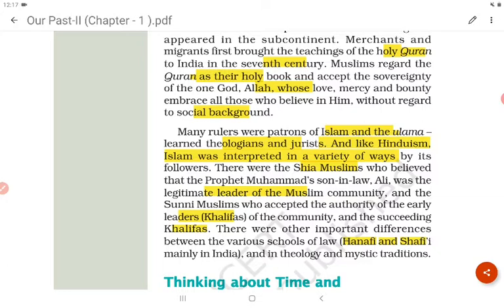There were the Shia Muslims, who believed that the Prophet Muhammad's son-in-law Ali was the legitimate leader of the Muslim community, and the Sunni Muslims, who accepted the authority of the early leaders, the caliphs of the community, and the succeeding caliphs. There were other important differences between the various schools of law, Hanafi and Shafi, mainly in India, and in theology and mystic traditions.